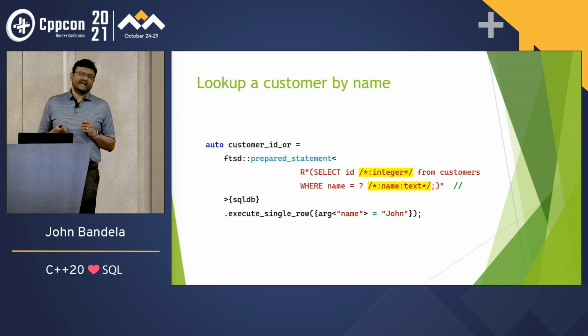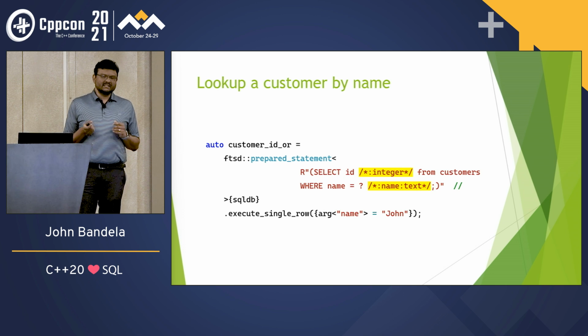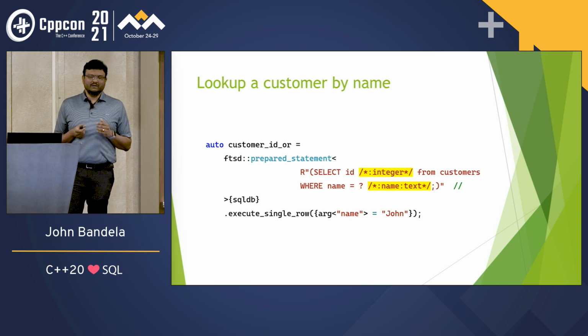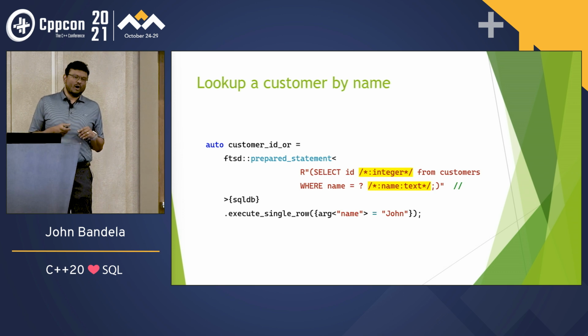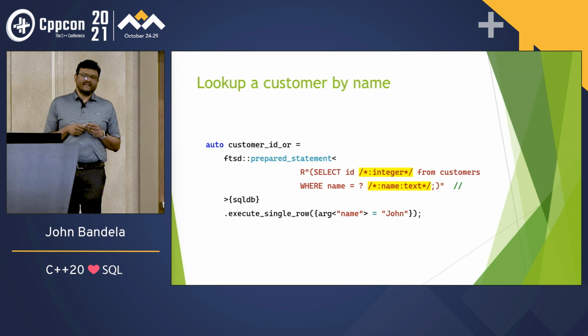And then we have, look up a customer by name, right? We can say prepared statement, select, and we say :integer, a name equals question mark, :name, :text, execute single row, and we do braces, and we pass in arg name equals John. So John will get substituted in that question mark.